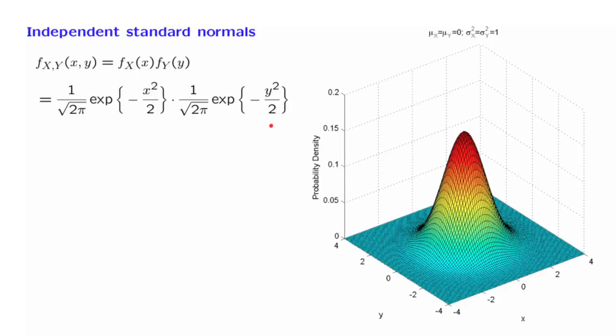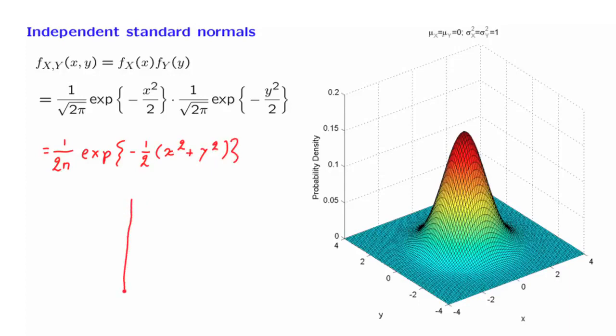It looks like a bell, which is centered at the origin at the point with coordinates 0, 0. One way to think about what is going on here is to rewrite this expression as 1 over 2 pi and then the exponential of minus 1/2 (x squared plus y squared).